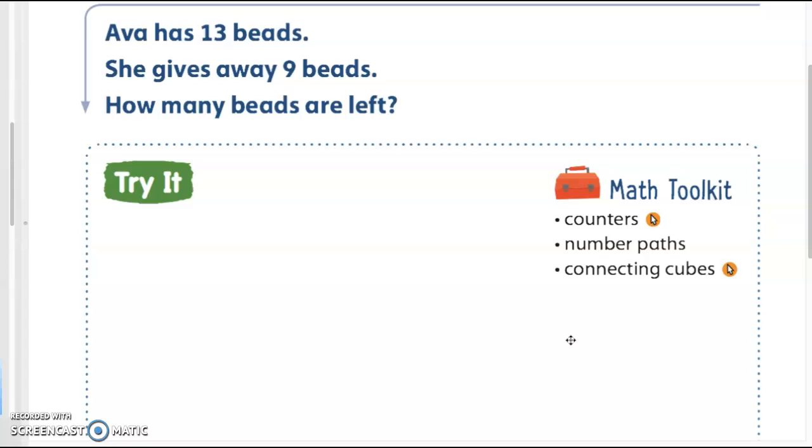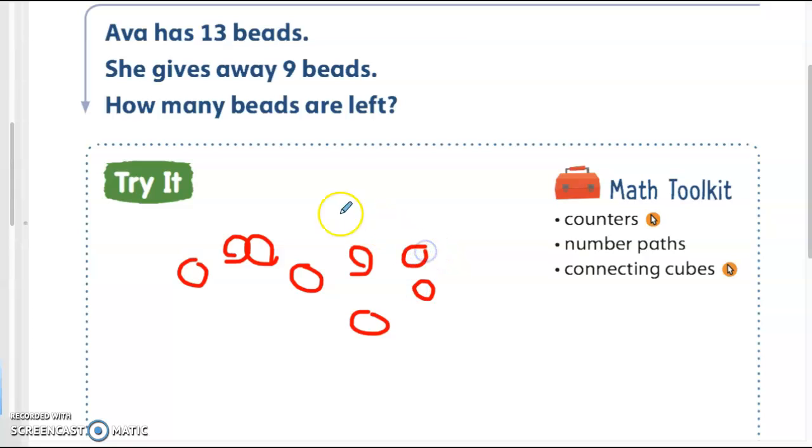So the problem up here says Ava has 13 beads. She gives away 9 beads. How many beads are left? Let's draw our beads here. 13 beads. 1, 2, 3, 4, 5, 6, 7, 8, 9, 10. And she has 13, so we need to put 3 more. 1, 2, 3. So now we have 13 beads.